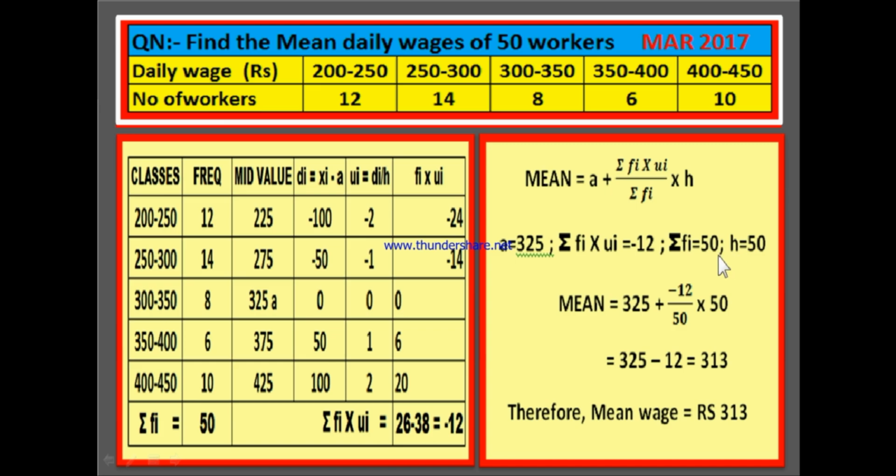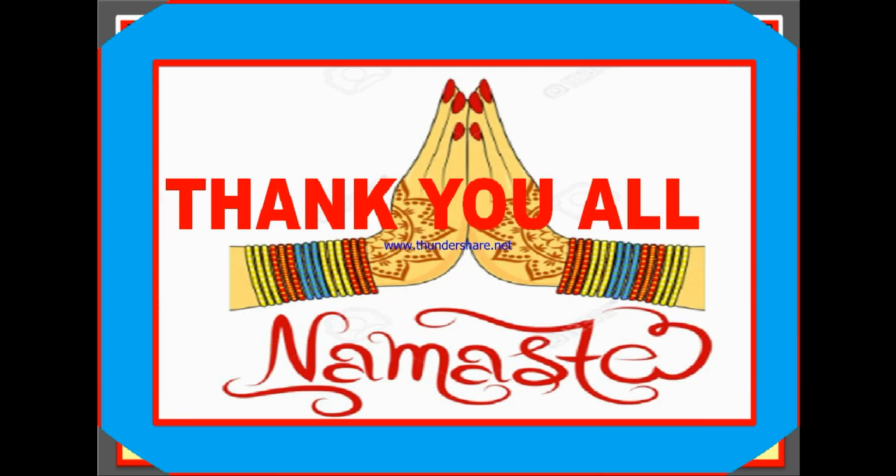Understood? Now you simply substitute these values in the formula. Mean is equal to A value 325 plus sigma fi ui -12 by sigma fi 50 into h, 50. This 50 in 50 one time. This is 325 plus into -12. 325 minus 12 is 313. Therefore, mean wage of each worker is 313 rupees.